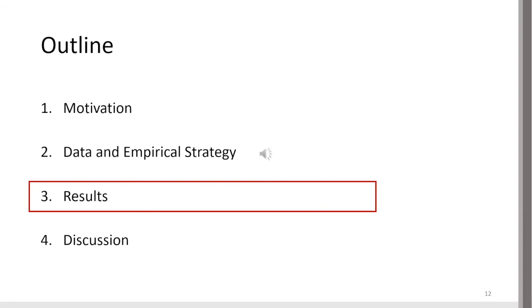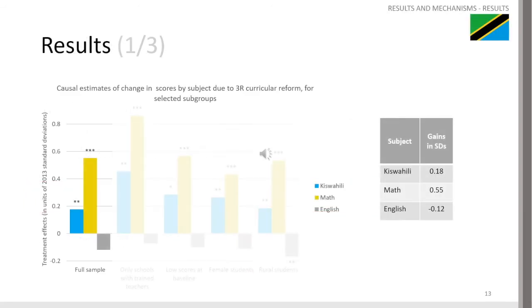So what do we find? So jumping into the results. I'm going to present these graphically. And this is just the estimates of the difference in difference effects.